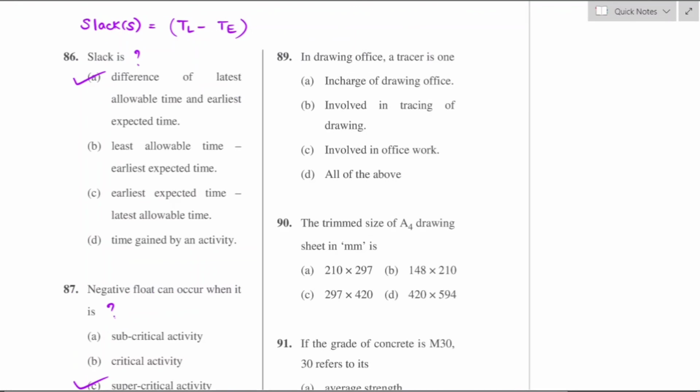Question number 89. In a drawing office, a tracer is one. The drawing office is responsible for a range of tasks including the preparation of drawings for the lease, planning, project and design and construction documentation and control. So in a drawing office, a tracer is in charge of the drawing office, involved in the tracing of drawings, involved in the office work. So all these activities are done by a tracer. Option D is the right answer, all of the above.